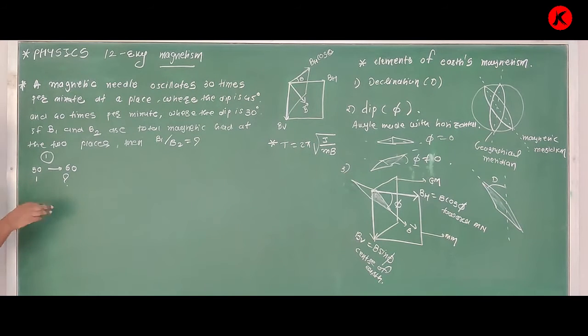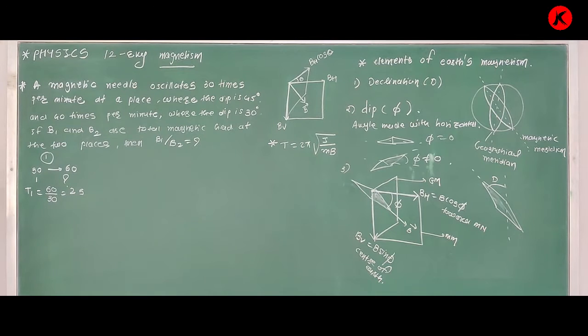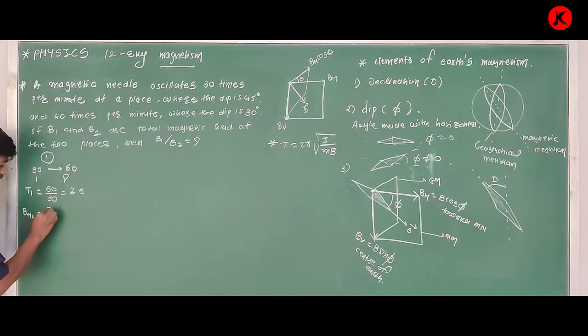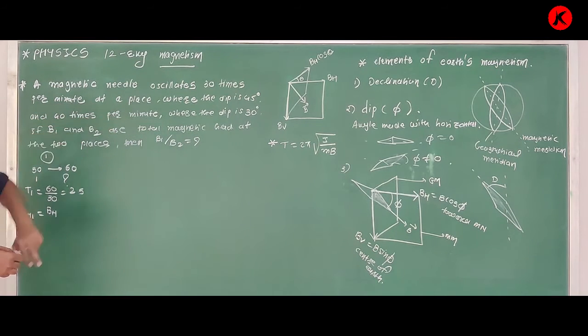So for one oscillation, what is the time? Then I can say that T1 is equal to 60 upon 30, so it is 2 seconds. Clear? At a place where the dip is 45 degrees, it means here what is the horizontal component of the magnetic field, BH1? We are given 30 times per minute at a place where the dip is 45 degrees, and 40 times per minute where the dip is 30.